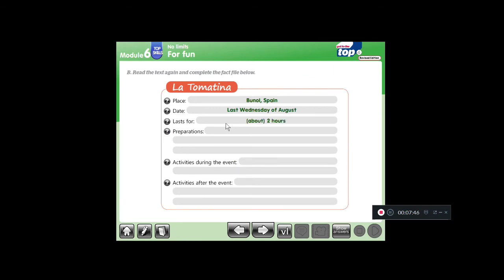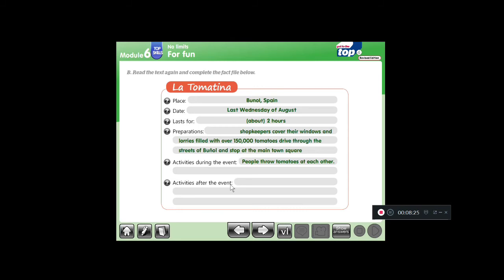Preparations. ¿Cuáles son las preparaciones que se hacen? Ellos mencionan algo, por ejemplo, the shopkeepers. ¿Cómo se preparan? The shopkeepers covering their windows. What else? The lorries are filled full with tomatoes in this case. So, cover their windows. All lorries are filled with over 150,000 tomatoes. Activities during the event. ¿Cuál es la actividad principal dentro del evento? It's people throw tomatoes with each other. Se tiran tomates. Esa es la actividad principal. Throw tomatoes to each other.